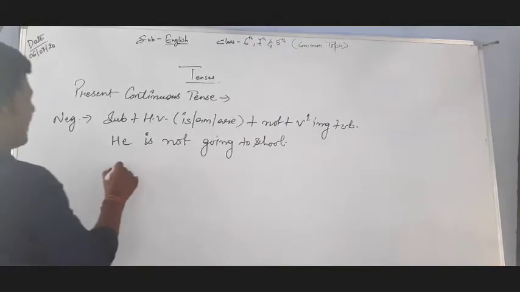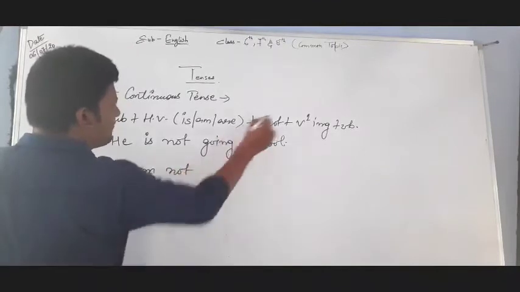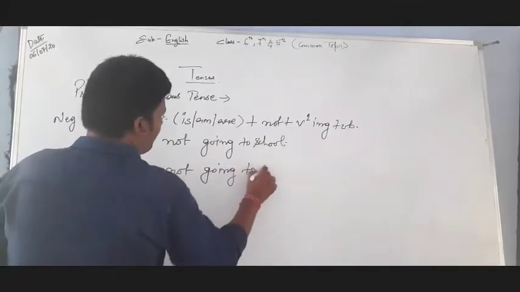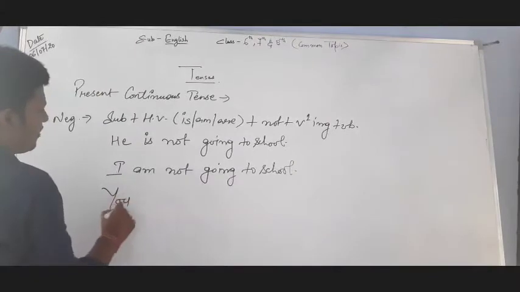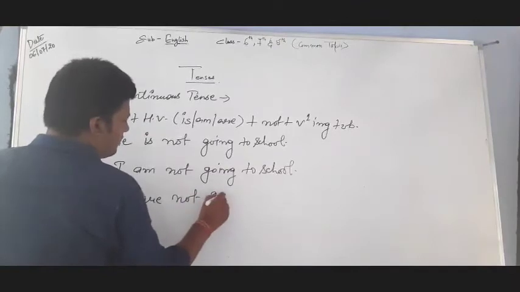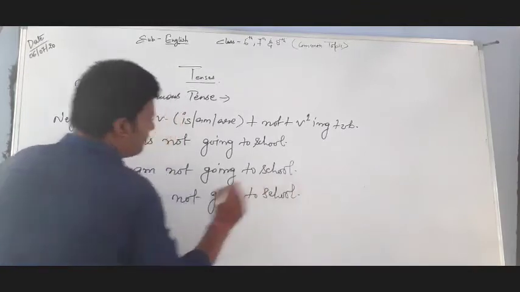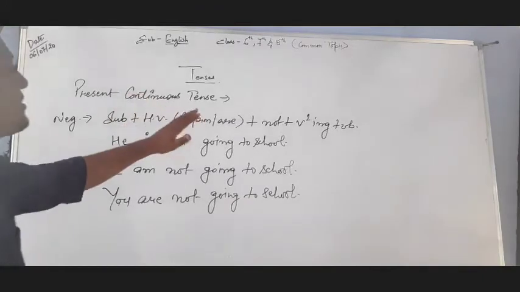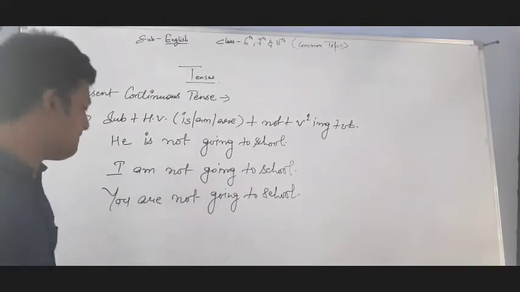Second, the subject I choose is I. With I use am. I am not, as in not, plus verb first form go plus ing, going to school. Let's take the subject you. I choose are. You are not going to school. So this is how we write the negative formula of present continuous tense, and with the formula I can form the sentences easily.